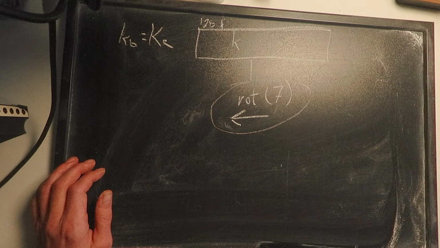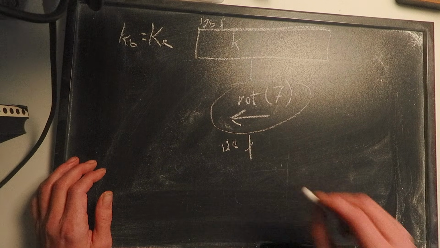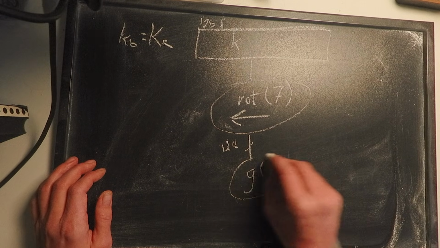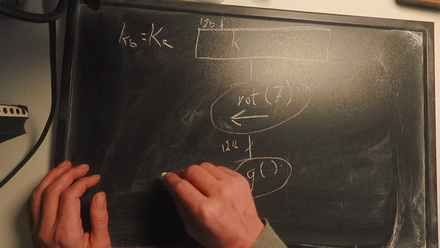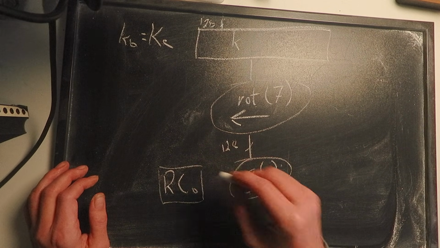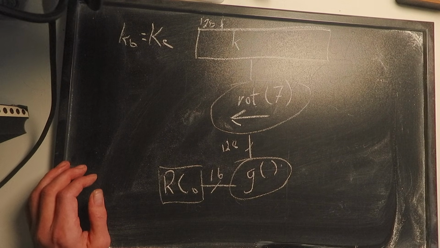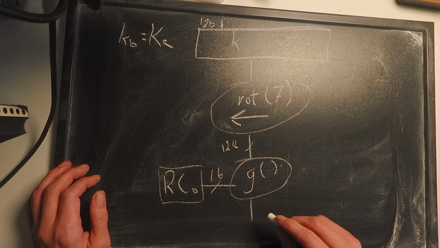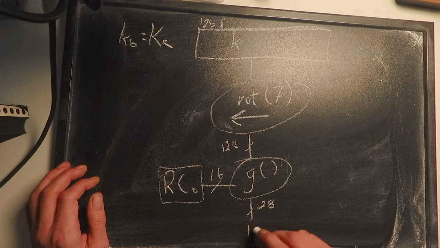That's step number 1. Step number 2 is we take the output, which is also 128, and we put it through the G function. And as input to the G function, we also provide RC0 in this case. And this is a 16-bit round constant. And out we get 128 bits still, and this is K1.